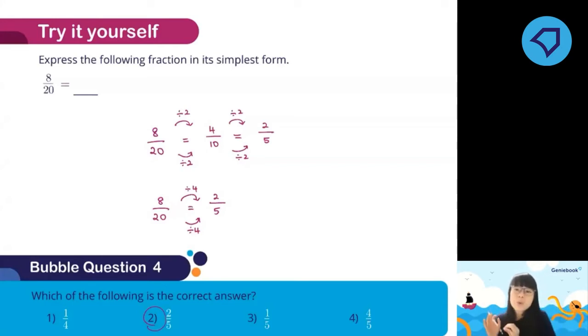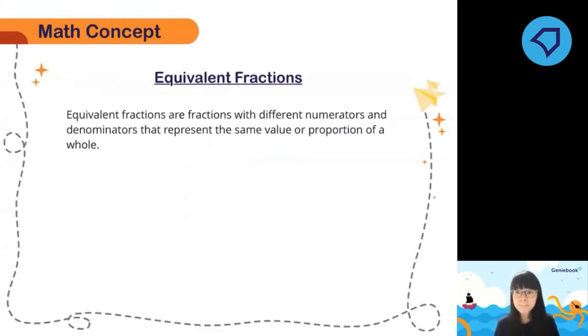Now, understanding simplest form is one thing. Let's go on to equivalent fraction. Okay, what does equivalent fraction mean? Equivalent fractions are fractions with different numerators and denominators, but they represent the same value or proportion of a whole. Just like when I mentioned half is equals to 2/4 is equals to 3/6. That means half, 2/4, and 3/6, they are all equivalent fractions. Equivalent just means another word for same. Means they have the same part being shaded.